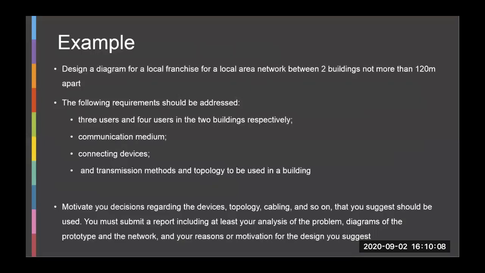So we look at the question that's posed there, or the example: design a diagram for a local business that wants a local area network between 2 buildings not more than 120 meters apart. And the following requirements should be addressed. There are 3 to 4 users in the 2 buildings. We're speaking about the communication medium, things like what wiring and so on and so forth, the connecting devices, and transmission methods and topology.